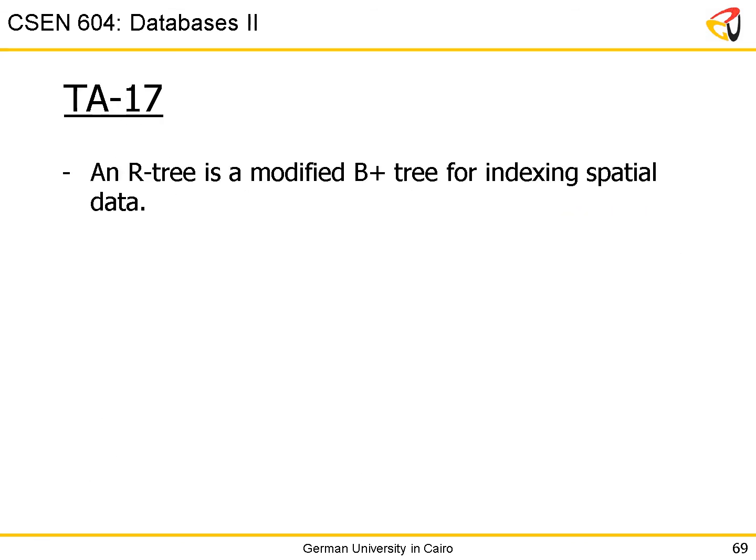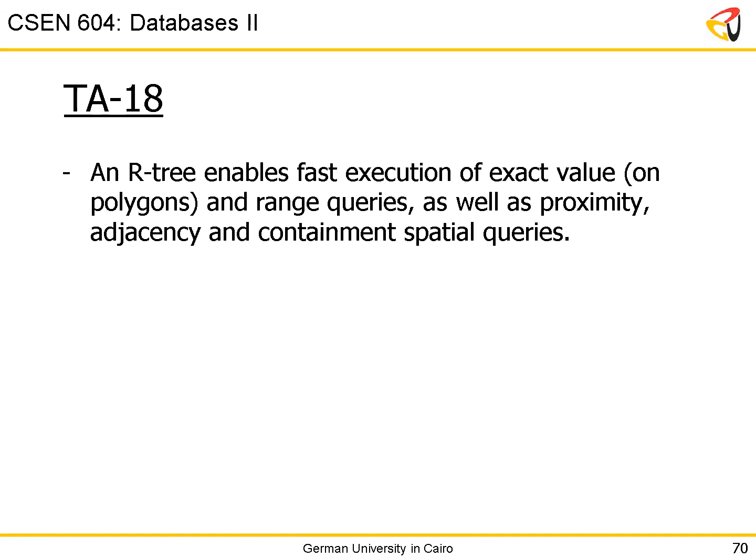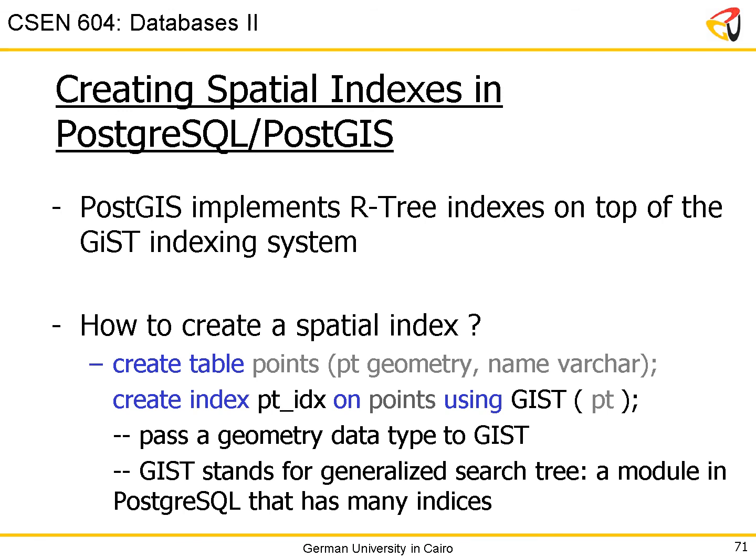So the takeaway here is that an R tree is a modified B plus tree for indexing spatial data. An R tree enables fast execution of exact value on polygons and range queries, as well as proximity, adjacency, and containment spatial queries. Now, how it is the case, you will see some examples in the tutorial, because the way that we are nesting things will enable us to calculate very fast the three basic operations that we need in the spatial world. Now, how you actually create a spatial R tree in Postgres or PostGIS.